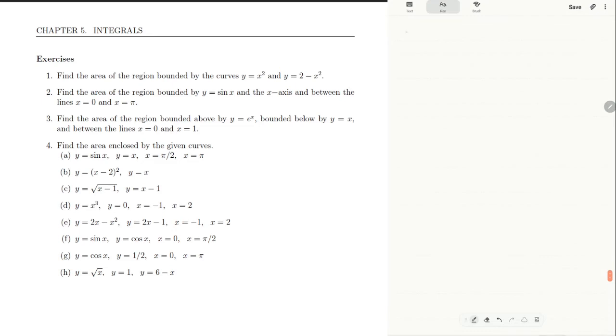So next, let's have a look at 4a. So we want to find the area enclosed by the given curves. So we have the curve y equals the sine of x, y equals x, x equals pi over 2, and x equals pi.